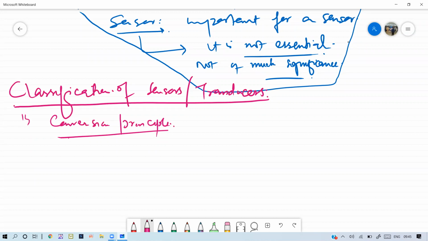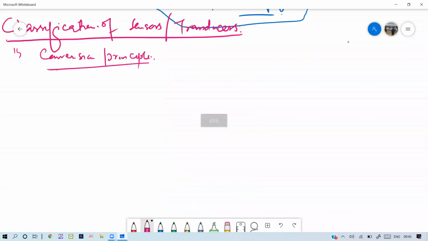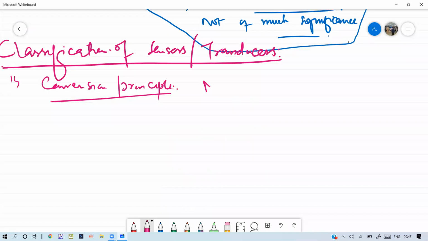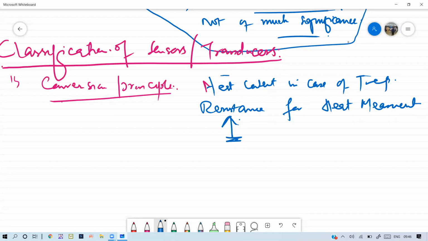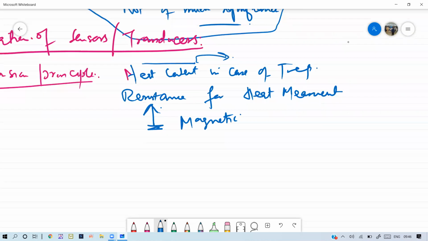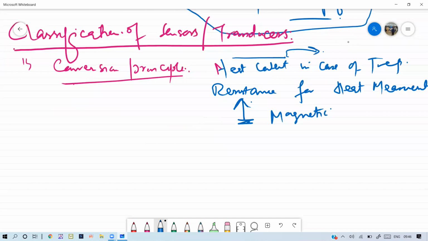For example, a thermometer detects heat content. In the case of temperature, we can have heat content, or we can have resistance for heat or temperature measurement. It depends. These become electrical ones and these become thermal ones. So it depends upon what your principle of conversion is. You can have a magnetic principle, where a magnetic quantity is involved, as in the case of a magnetic needle, which is used for the Biot-Savart law.